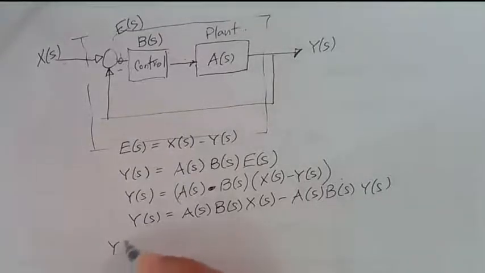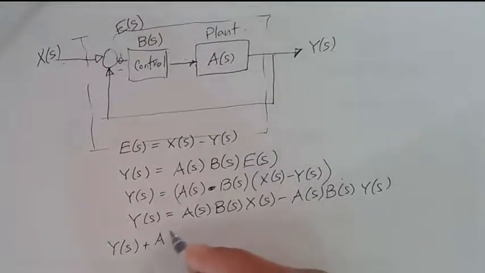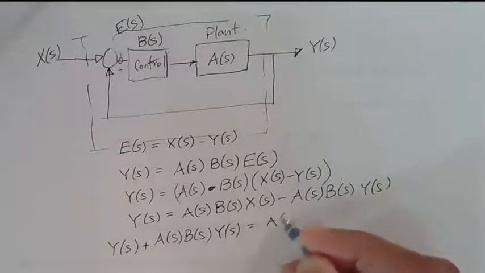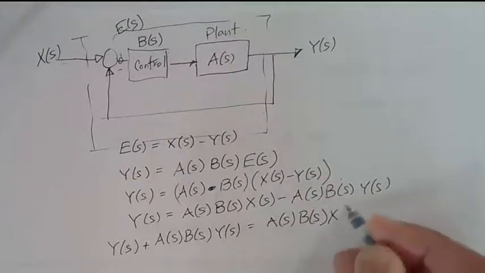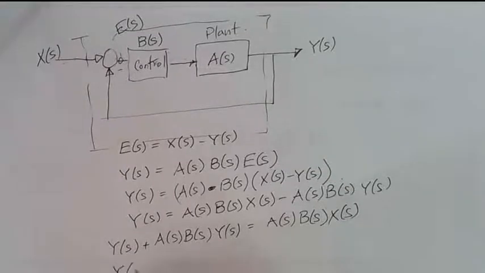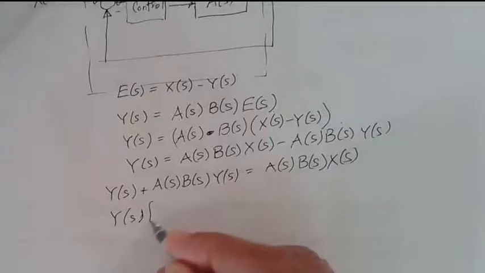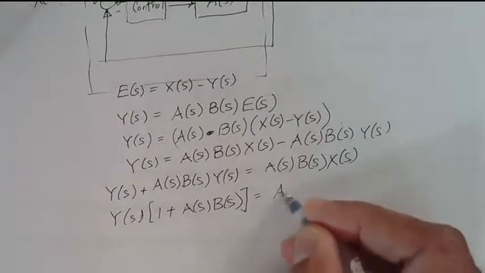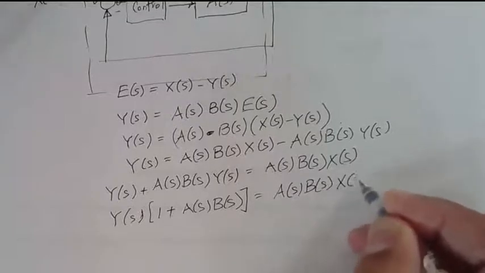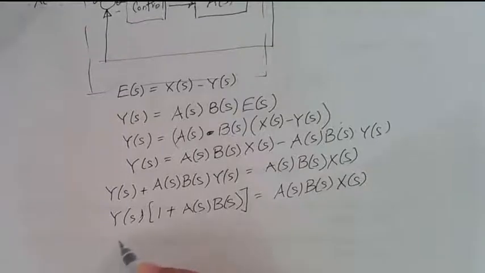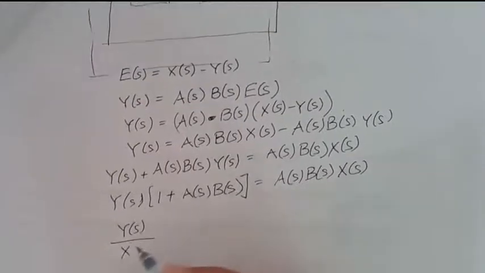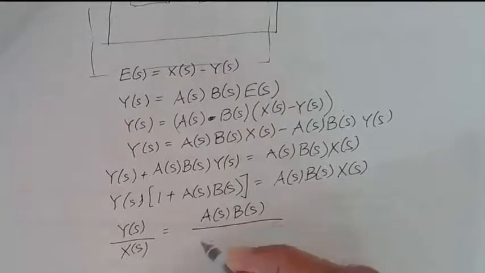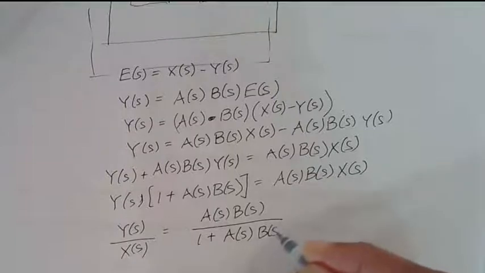Take this over to the other side. Y of S times 1 plus A times B equals A times B times X. And so the overall transfer function is going to be A times B over 1 plus A times B. Right?